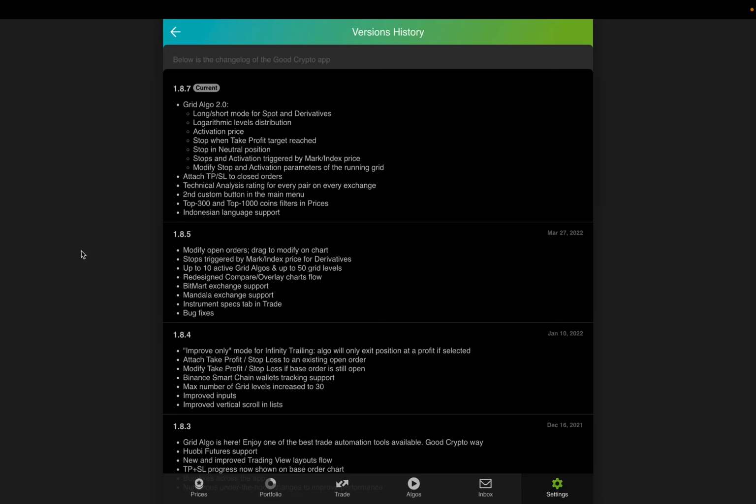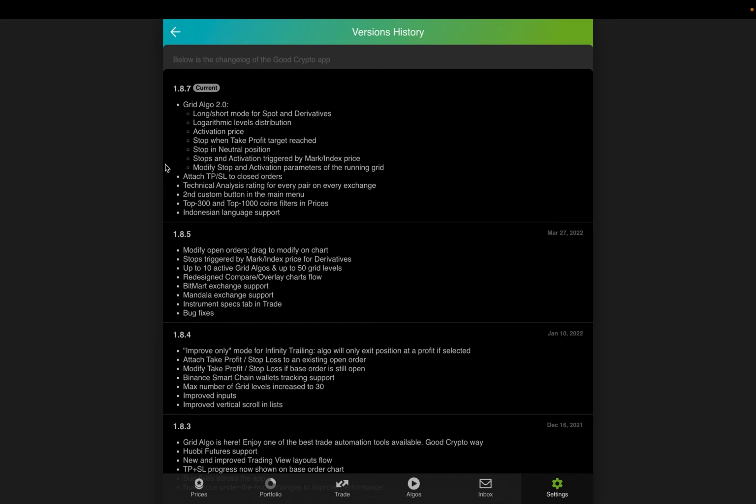Today we're gonna be looking at the new features of the latest GoodCrypto app release. The release is 1.8.7. Here is the features list. You've probably seen it in what's new if you installed the app already.